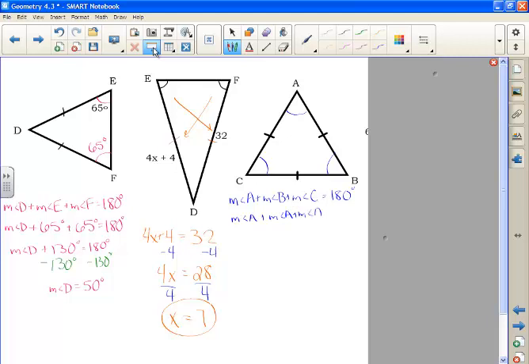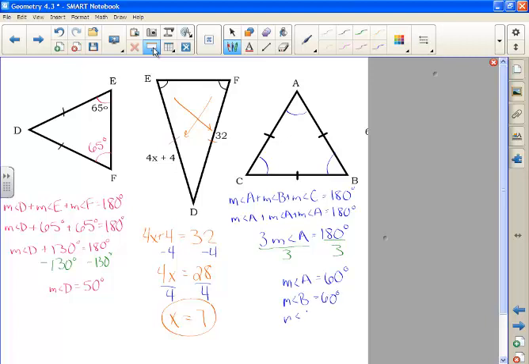So then I'll have the measure of angle A plus the measure of angle A plus the measure of angle A, since they're all the same, has to equal 180. So 3 times the measure of angle A equals 180. And then if I divide both sides by 3, I'll find that that angle equals 60 degrees. So then all three angles have to be 60 degrees.